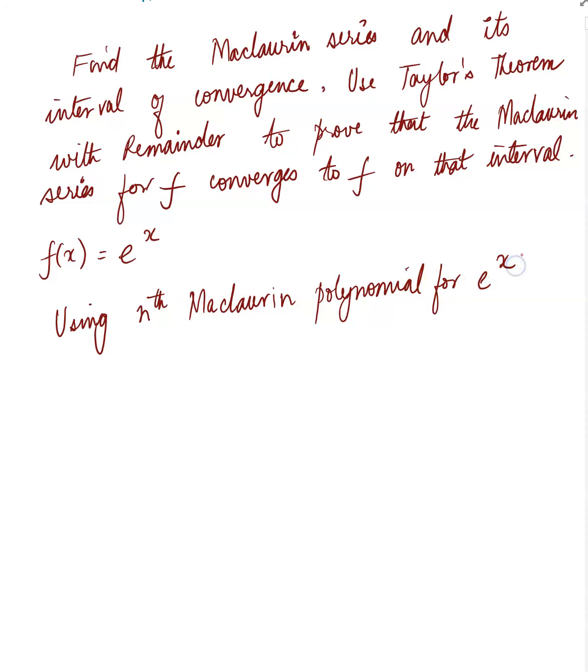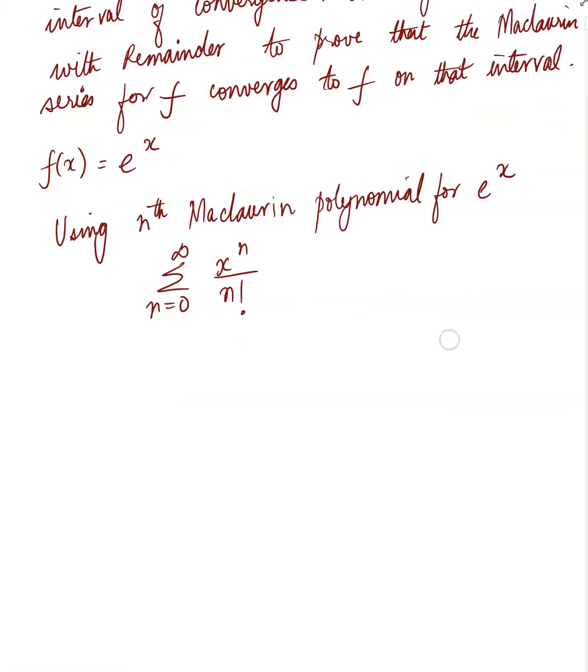For e power x, remember we did that. In fact, each time we took the derivative, it gave back e power x, right? So it was easy for us to actually build this power series. So we got that. For the corresponding function, it can be represented by this power series, which is summation of x power n over n factorial. So e power x is equal to this. Okay, so we got that, but we need to determine the interval of convergence.